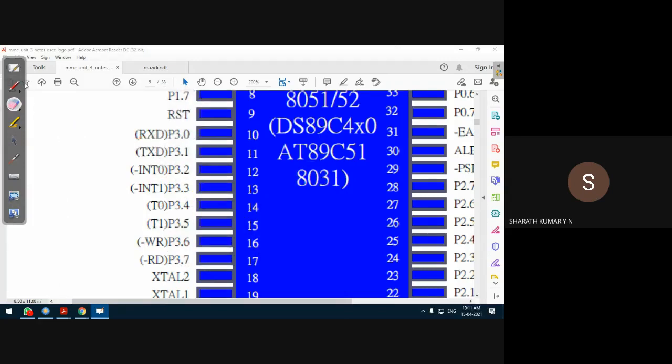Don't worry. And we have 2 more pins left in port 3. There are the write and read signals. They are active low signals, as the hyphen indicates. This is used whenever external memory is interfaced to the microcontroller, to enable the write operation or read operation. These two pins are employed for that. So that's about port 3 pins.